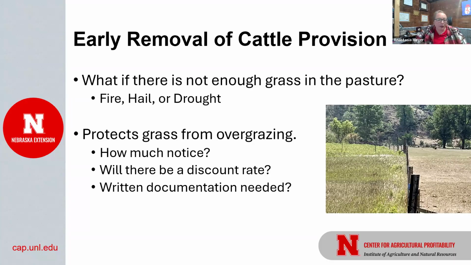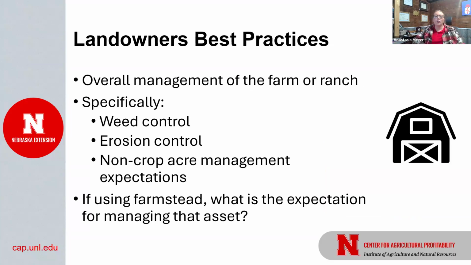So that's why we want that written documentation that we made these changes to protect the grass here. Any changes, let's have it written down. Okay. So the landowner's best practices.